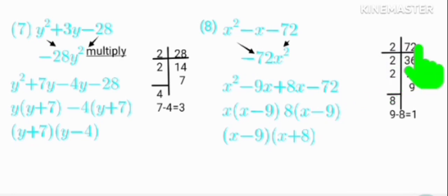So if we draw our table as usual, we put 72 here. We're going to have what? 72 divided by 2, that will give you what? 36.